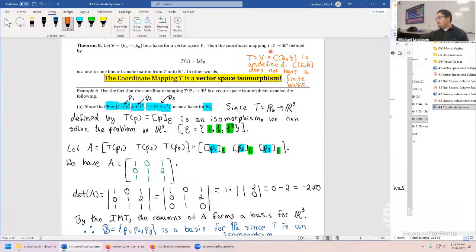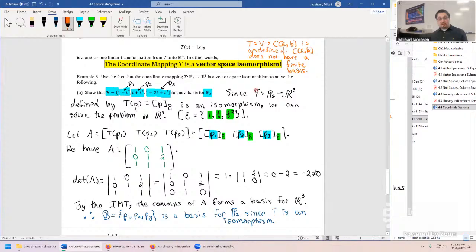So the vector space C[a,b], the space of all continuous functions on a closed interval from a to b, some of the nicest looking functions you could ask for, has some major problems. There's no nice coordinate mapping. You have to work differently to study that kind of space. But if you have a finite basis, if you're looking at a subspace of C[a,b], then the coordinate mapping does work out.